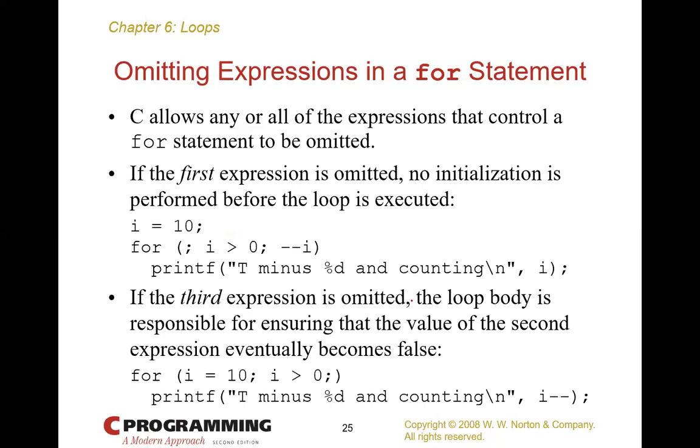Okay, so C allows any or all of the expressions that control a for statement to be omitted. So what it means is this: you can have the initialization removed from the for loop. So the expression one has been removed from here. Why? Expression one is just a statement. We said it earlier. It's just a statement needed for its side effect. So we have created the side effect before getting to the loop. This is the side effect. So we have created this before getting into the loop.